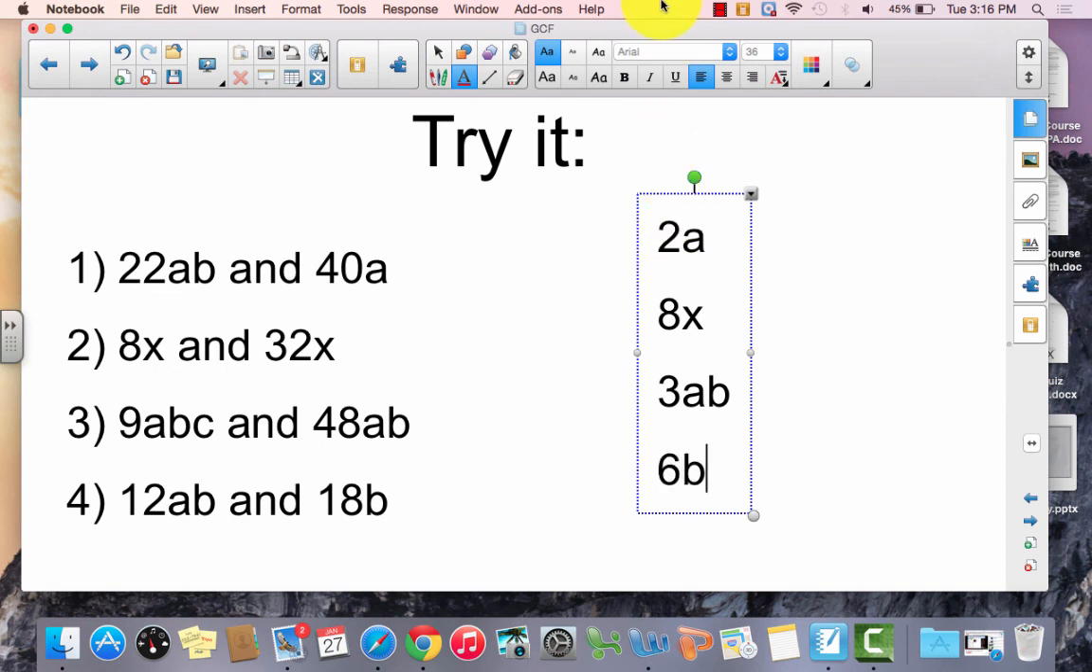Nice job with this. Next up, we're going to learn about factoring expressions.